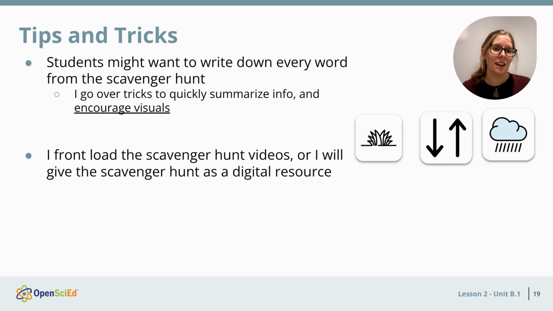With the Serengeti scavenger hunt, students might want to write down every word from the scavenger hunt. I will teach them some tricks to quickly summarize information. I encourage them to use visuals and symbols. It makes the scavenger hunt not drag on for too long. And if you don't have 4 computers to place around the room, you can front load those scavenger hunt videos and watch them together as a class. And I actually enjoy that more. I find it helps build classroom community.